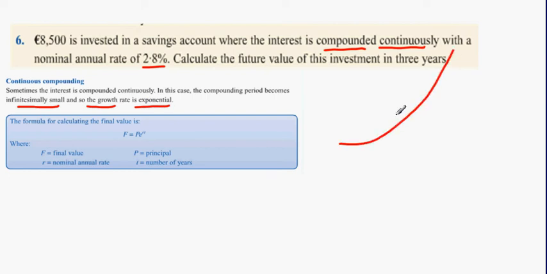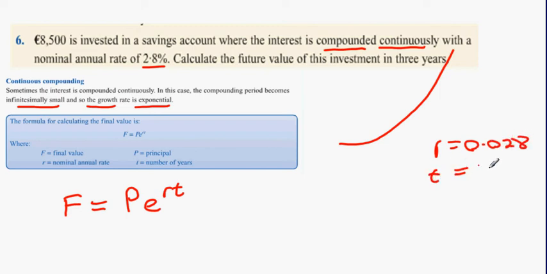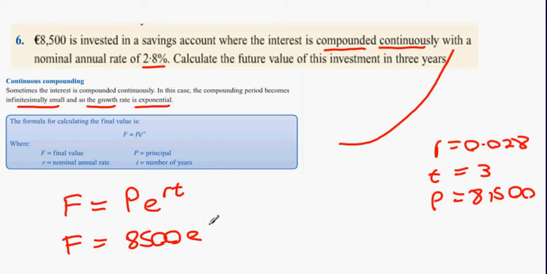So basically, as you go on and on and on, it goes upwards. Okay, exponential growth. So your final value equals your initial value, which is principal, times e to the power of RT, where R is the rate in decimal form. So R equals 0.028, T equals 3, and P equals 8,500. So what we're going to have for this one is F equals 8,500 multiplied by e to the power of 0.028 multiplied by 3.